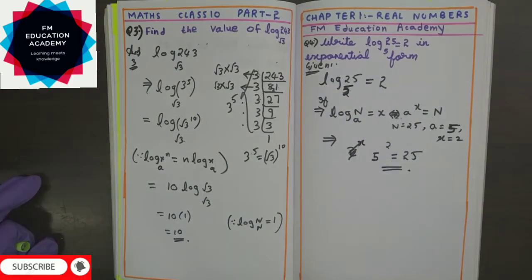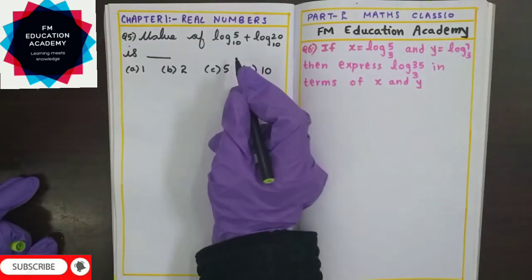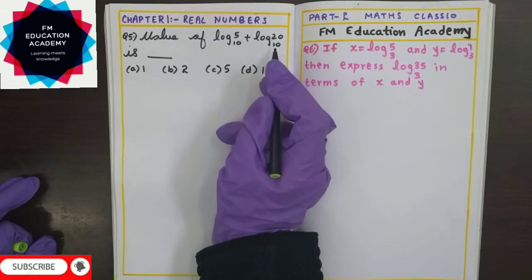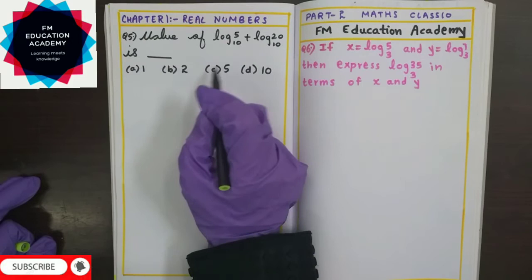These all are one mark questions. Now let us move to the next question. We have to find out the value of log 5 to the base 10 plus log 20 to the base 10. Options are given to us. Whatever we will get, we will take that answer.